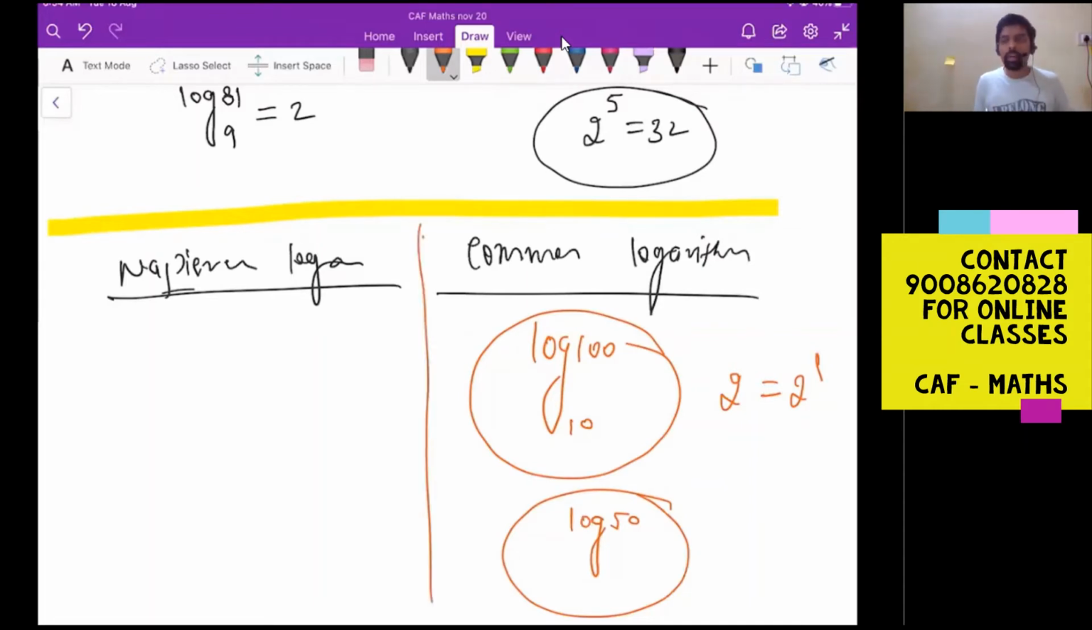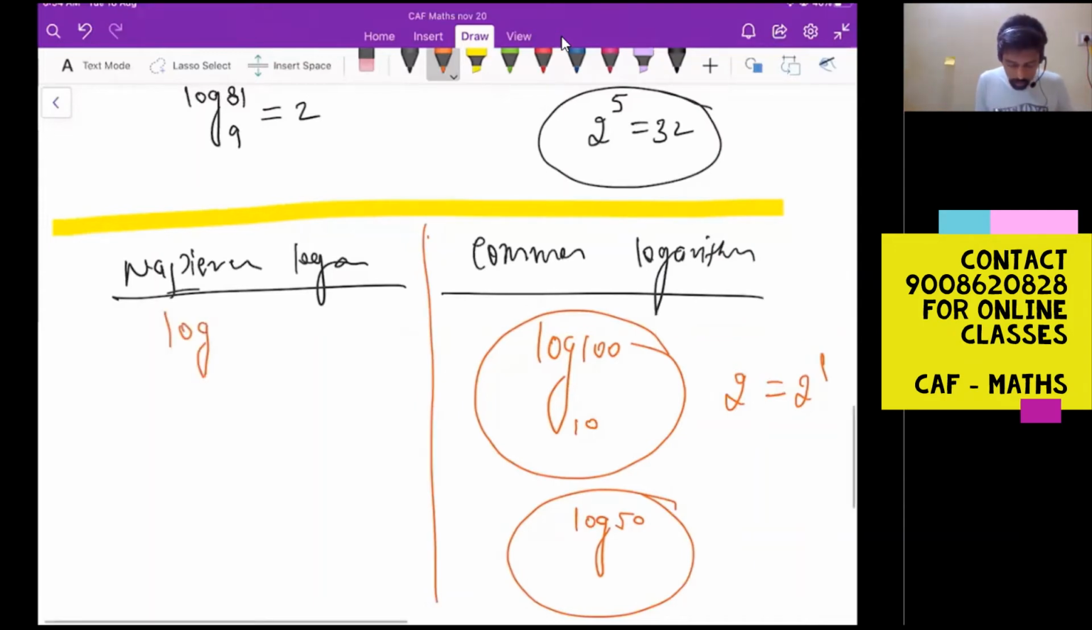In Neperian logarithms, by default, the base will be e. Even e is a constant. So if you write log x in Neperian logarithms, the base will be e. Are you getting the difference? In common logarithms, what will be the base? 10. In Neperian logarithms, what will be the base? e. Got it?